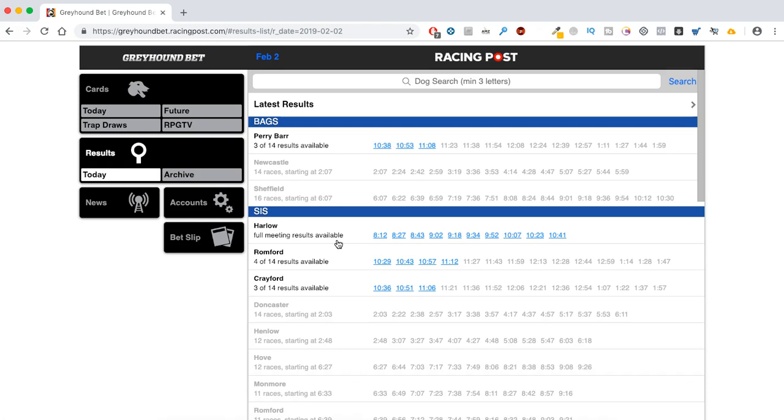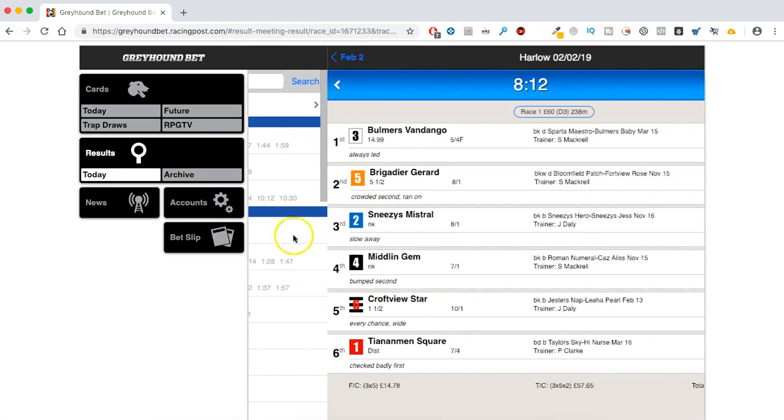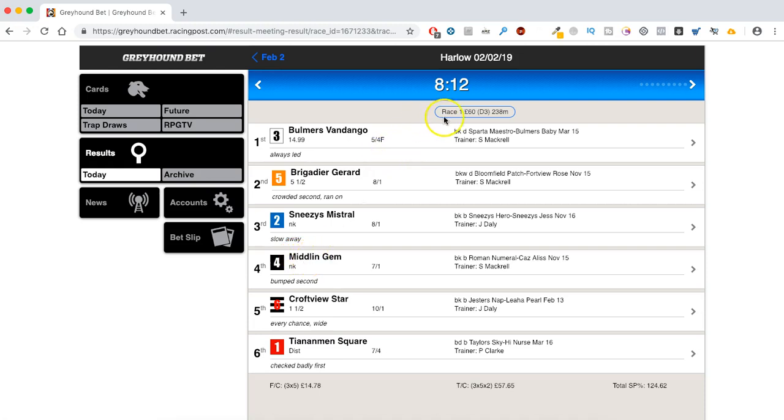Remember, the research done for you selected traps 3 and 5 at 415 meters. So the first race was 8:12. You'll see that race 1 was for 238 meters. Now, incredibly, or not incredibly enough, in the results it's trap 3 that won, which would have meant had we taken a trade on race 1, we would have won in race 1 as well. But that's not what we do.